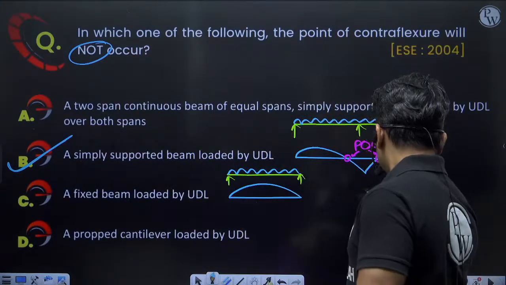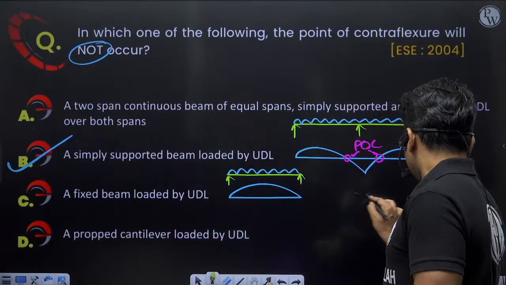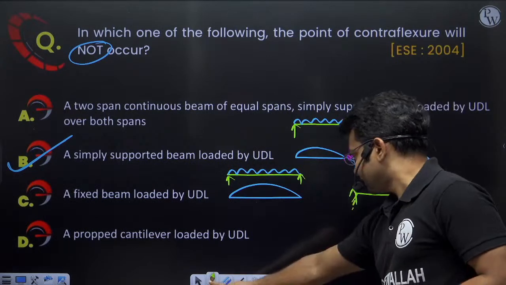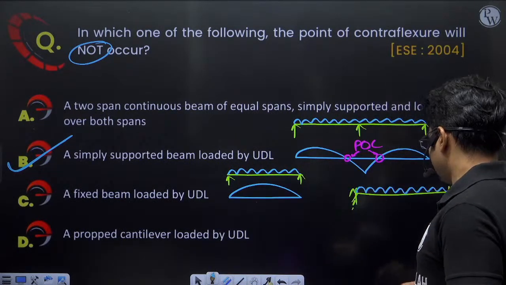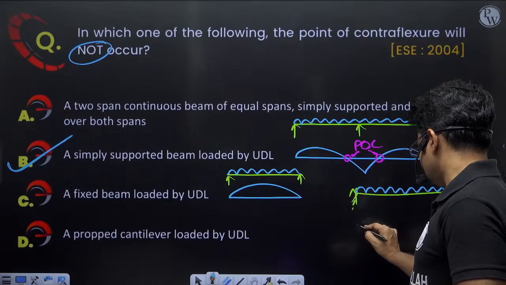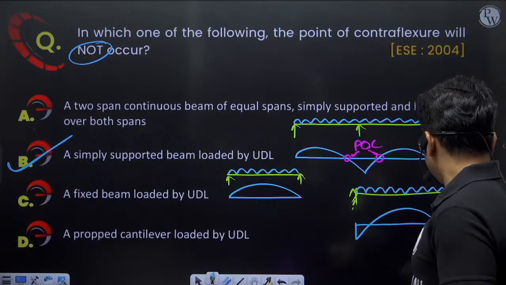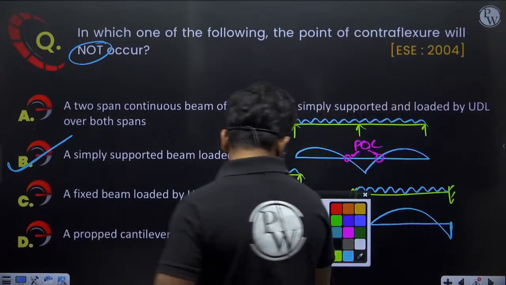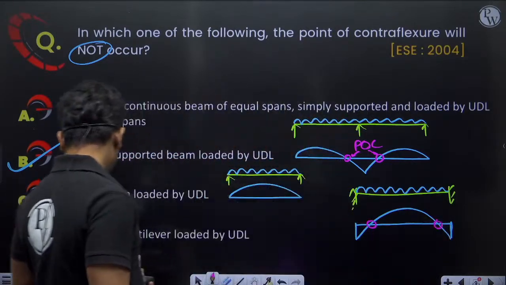Fixed beam loaded by UDL. So when a fixed beam is loaded by UDL, let us draw the fixed beam loaded by UDL. The bending moment diagram will be like this. This will be the bending moment diagram. So here again we will be having 2 points of contraflexure, one here, one here. These are the 2 points of contraflexure.